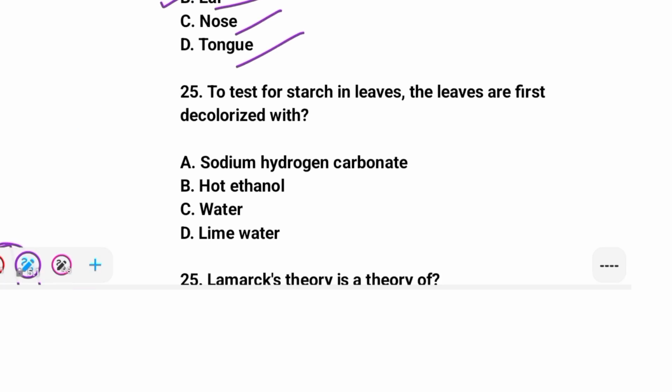To test for starch in leaves, the leaves are first decolorized with dash. So to test for starch, like we said earlier, the leaves have to be decolorized because the chlorophyll needs to be removed. So the leaf will be boiled with a solvent like ethanol. So it will be boiled with hot ethanol. That hot ethanol will now remove the chlorophyll, making the leaves white.